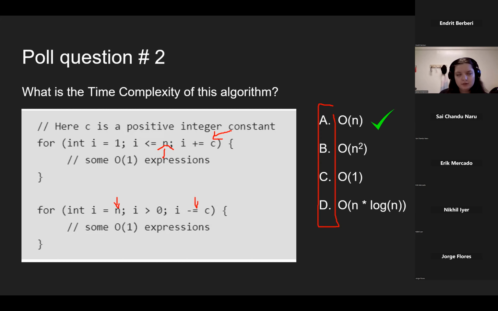O of n. Because you increment by a constant, the c can be 1, 2, 3. It doesn't matter. You're constantly incrementing i until it reaches n. Or decrementing it, it doesn't matter. It's still going to be O of n.